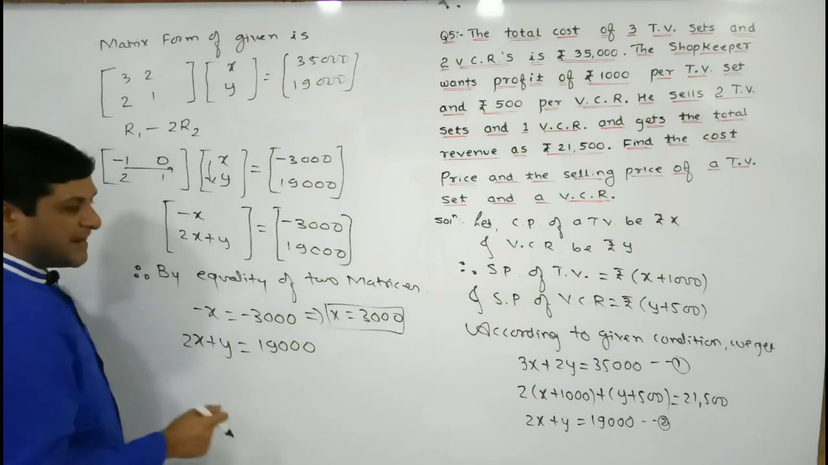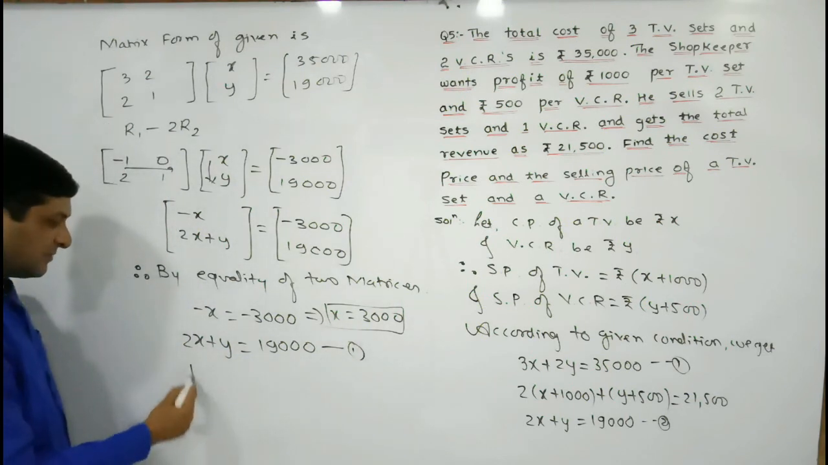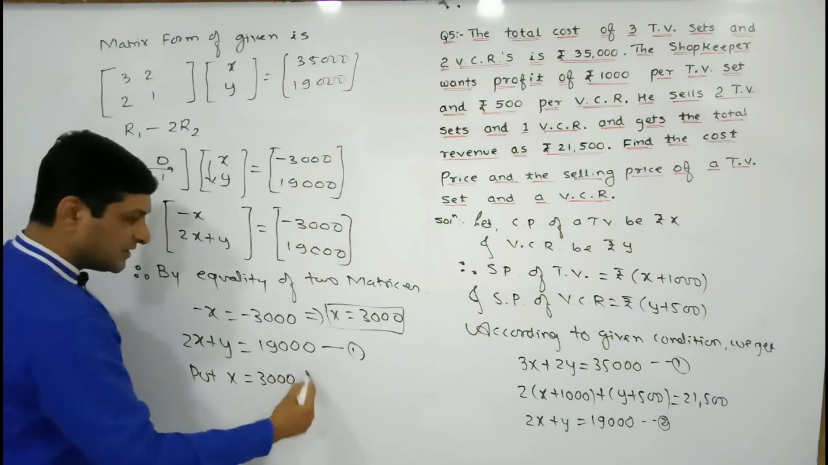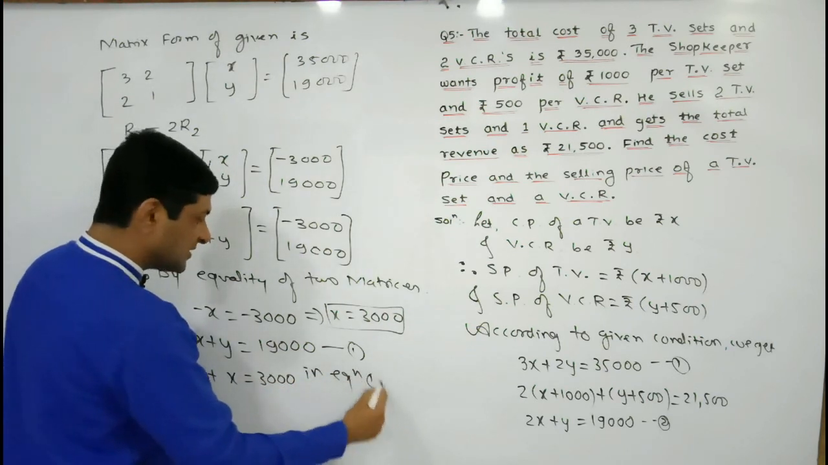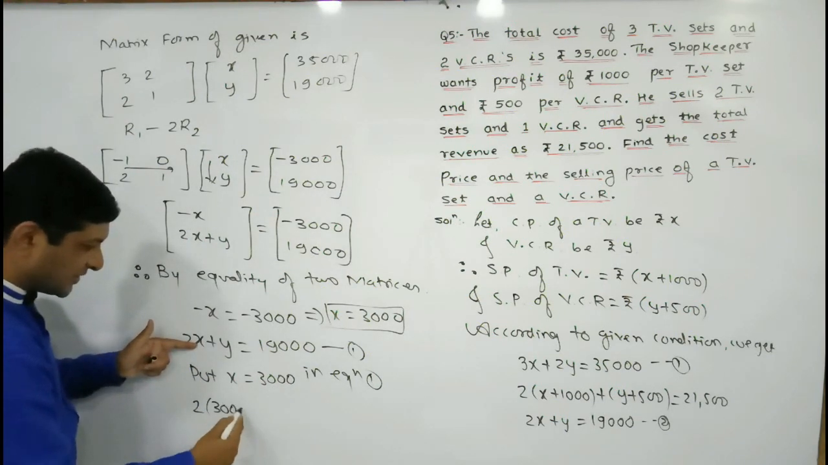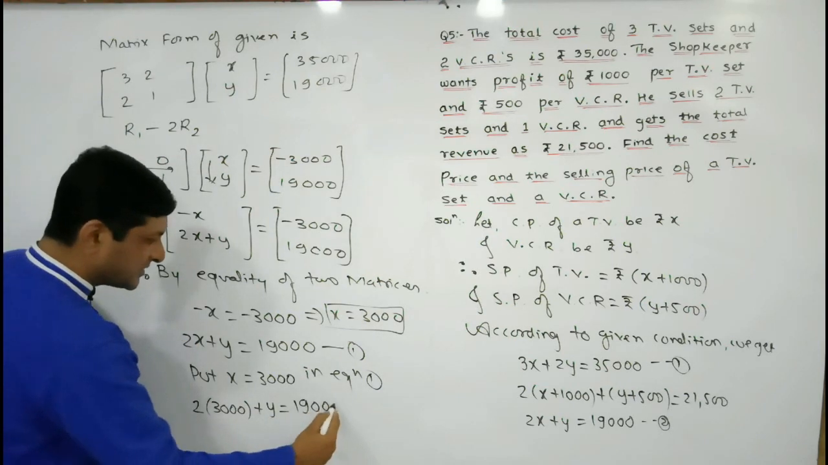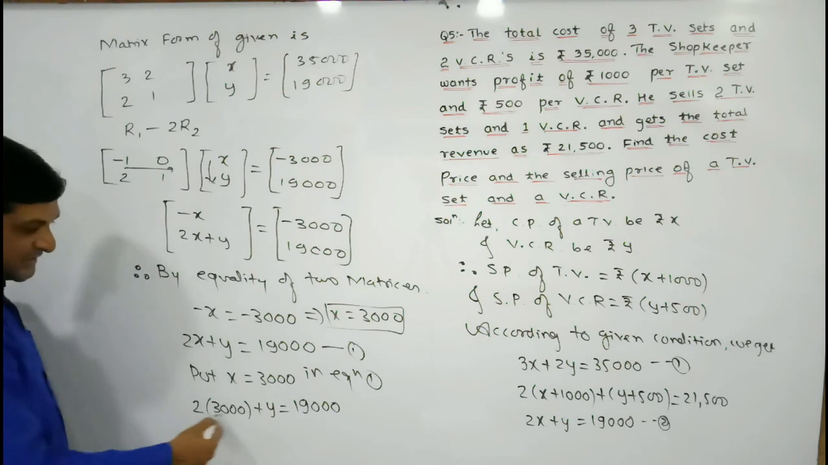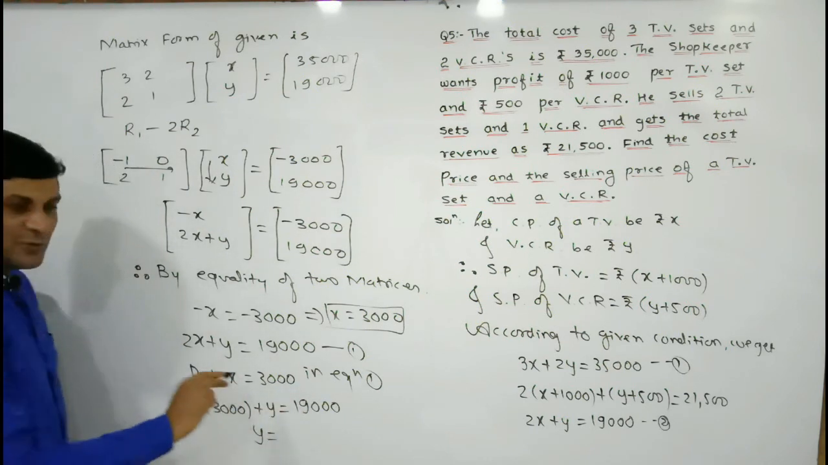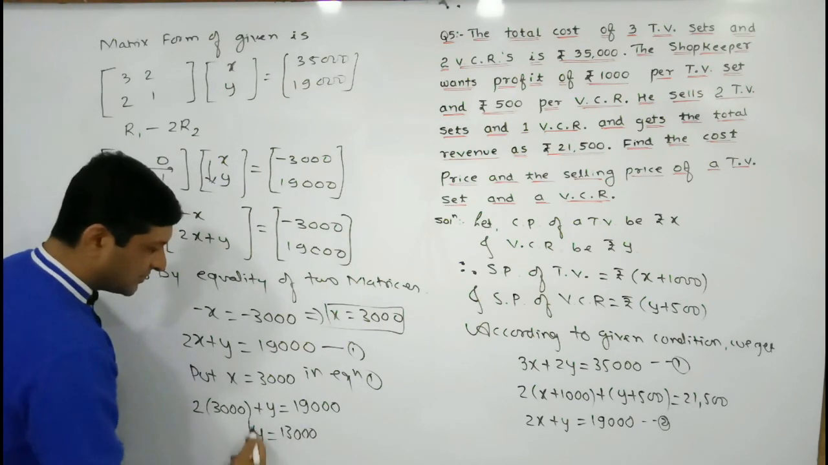Now substitute this value of x in this equation. Let us denote this equation as equation number first. Put x equals 3000 in equation first. So here we will get 2 into x, x means 3000, plus y, and on this side 19,000, keep it as it is. So here 2 into 3 is 6,000. 6,000 on this side will become minus 6,000. So 19,000 minus 6,000 will be equal to 13,000. In this way we have got the value of y.